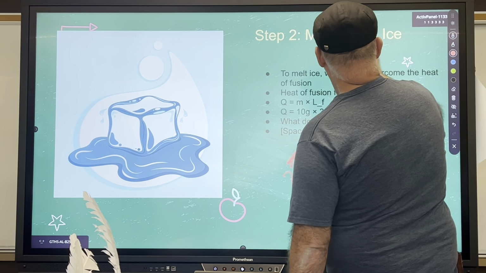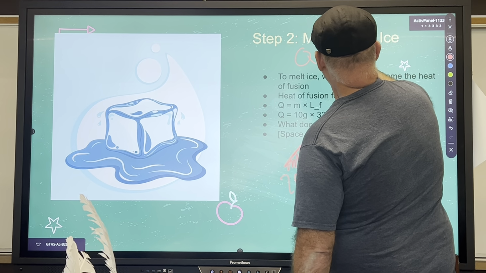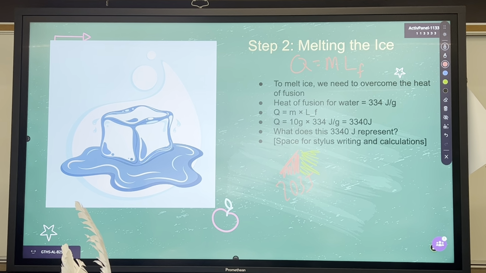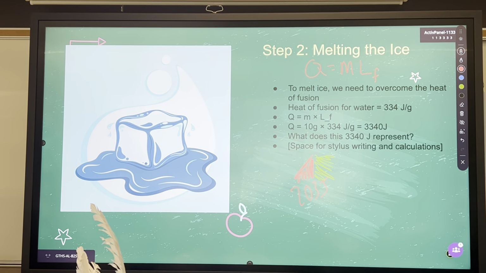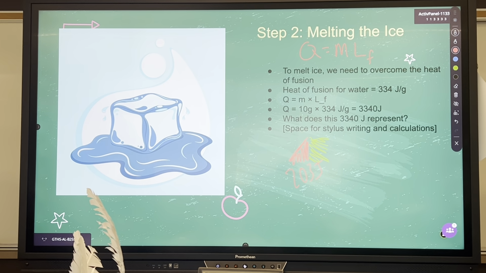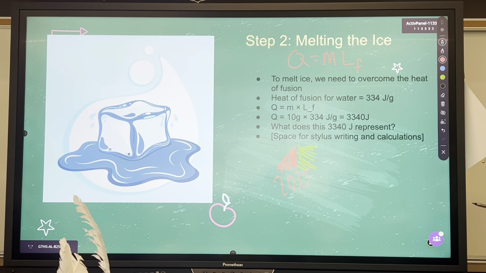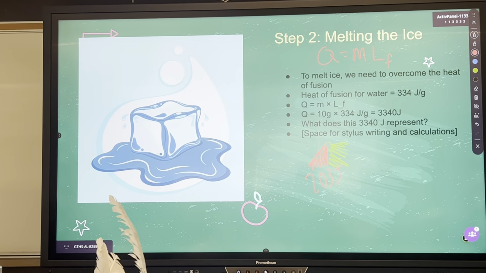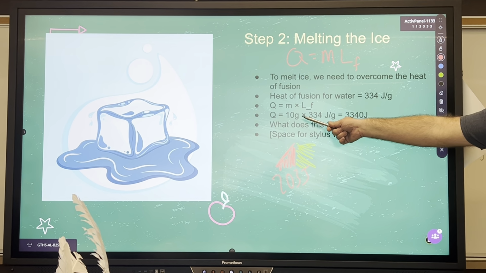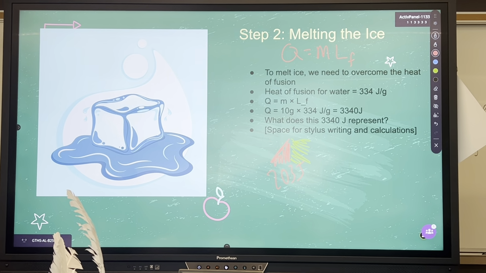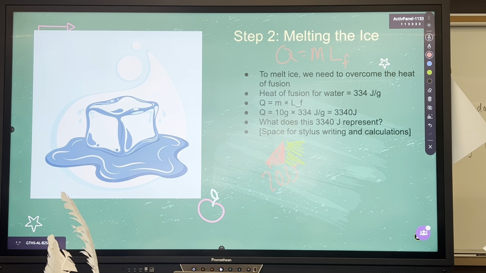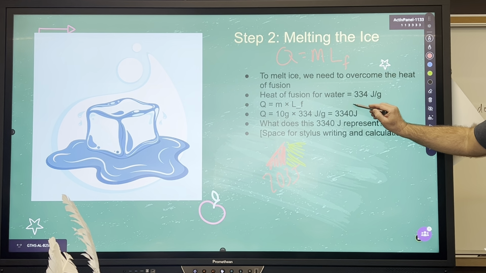We've got Q equals M times the heat of fusion right here. And the heat of fusion for water is 334 joules per gram. So if I have 10 grams, how many joules do I end up requiring to melt all the ice? What's 10 times 334? 3,340. So we have this.